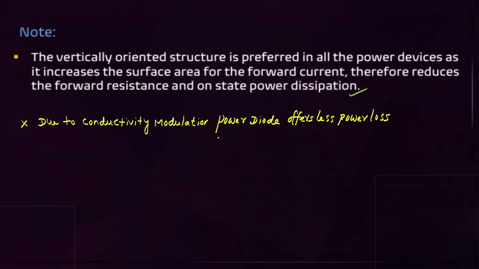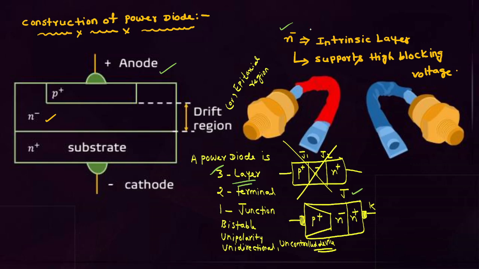Due to conductivity modulation, power diodes offer less power loss. Why does the power diode offer less power loss? Because of the conductivity modulation. This point you have to remember with respect to power diode. And what is the purpose of using the intrinsic layer? The intrinsic layer supports the high blocking voltage.